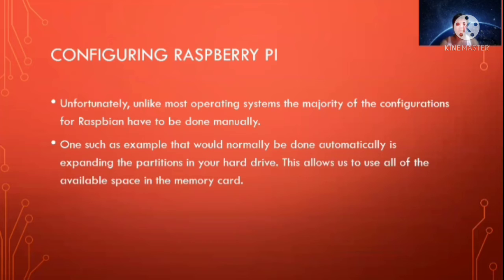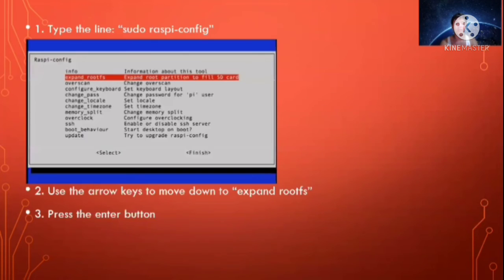So configuring Raspberry Pi. Unfortunately, unlike most operating systems, the majority of the configuration for Raspbian has to be done manually. One example that would normally be done automatically is expanding the partition in your hard drive. This allows us to use all of the available space in the memory card. So type the line sudo raspi-config. Second, use the arrow key to move down to expand rootfs. Then press enter.